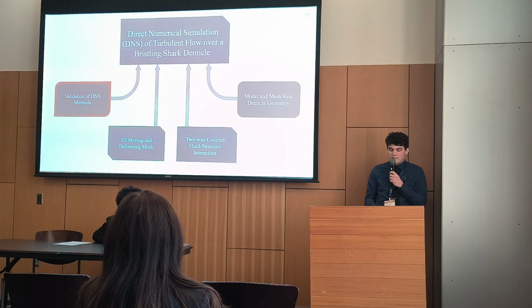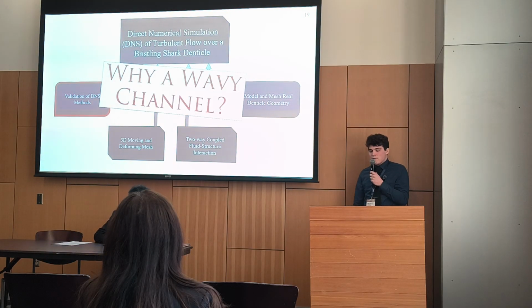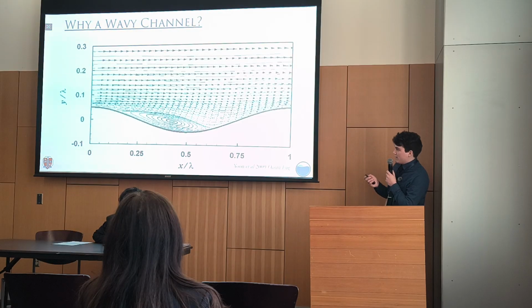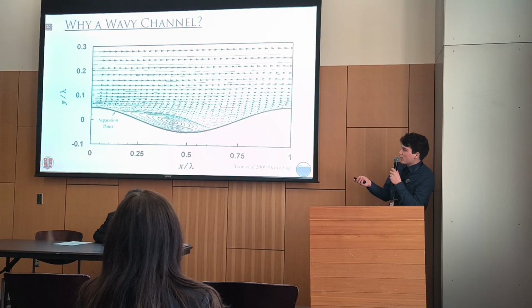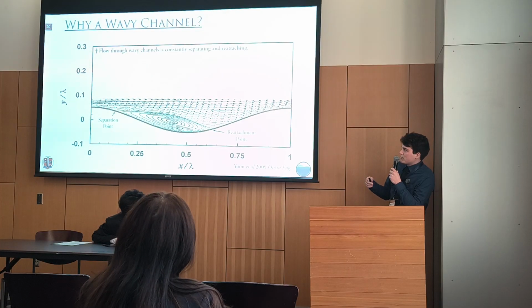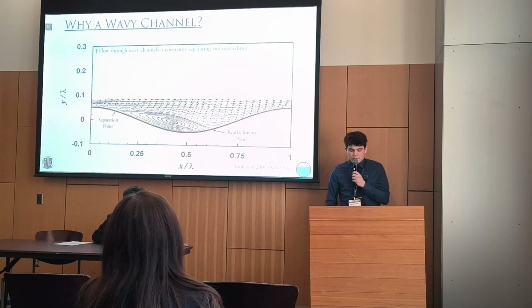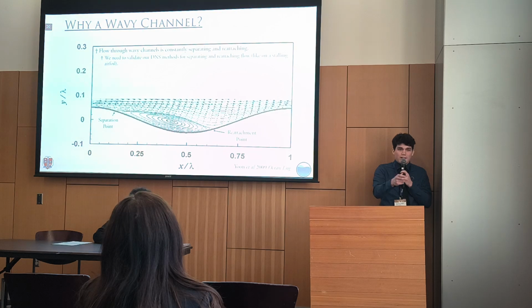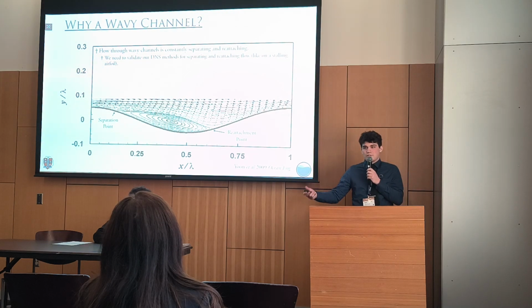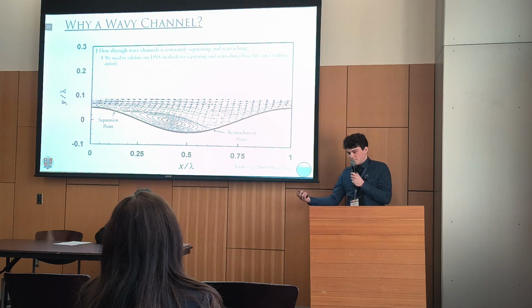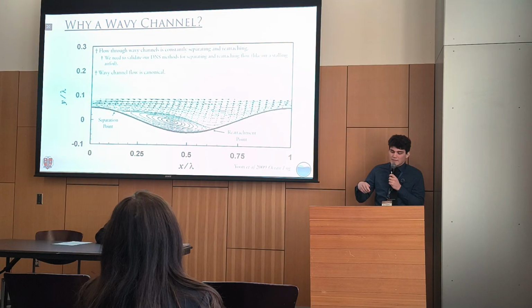So I'm just giving you a broader context of why we're doing this. So why are we doing a wavy channel? Well, these are streamlines from Yuan et al.'s paper in 2009. You can see the flow is separating and reattaching. This is span-wise averaged and time averaged. So the flow is constantly separating and reattaching over the wavy wall, and we need to validate our DNS methods specifically for this separation and reattachment to model for the shark skin.